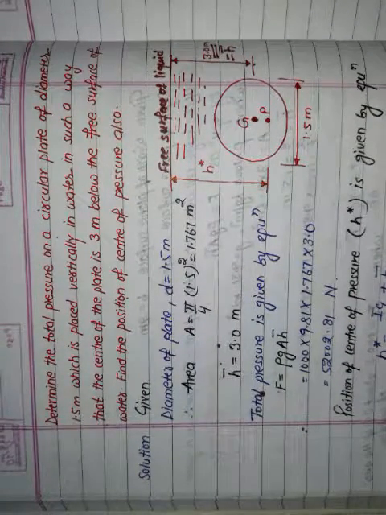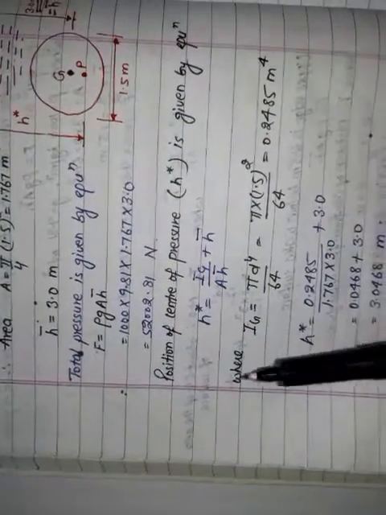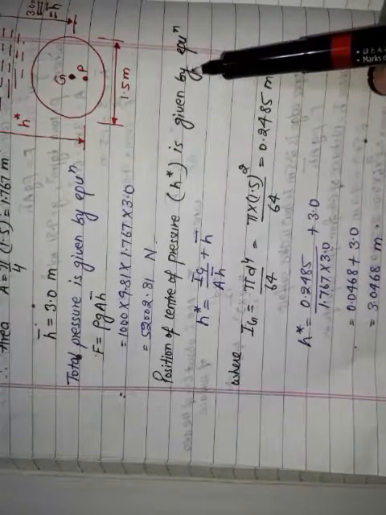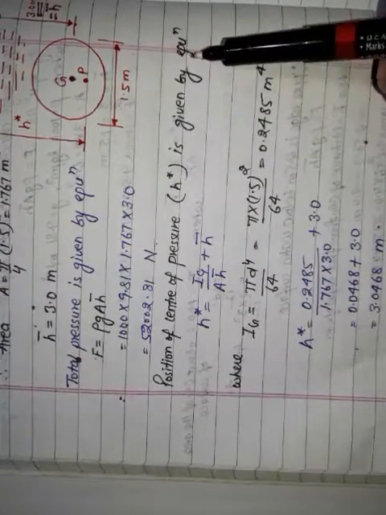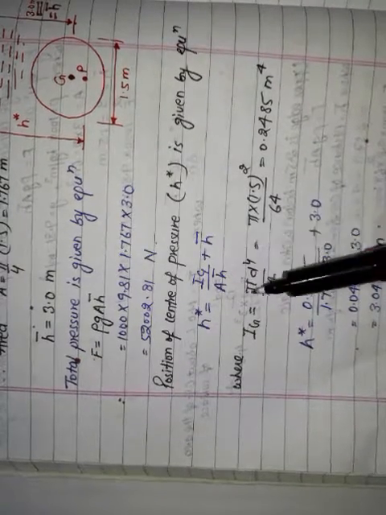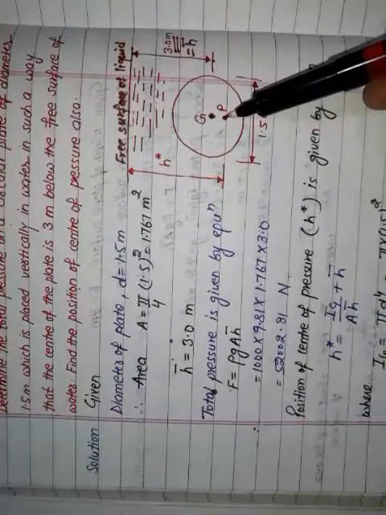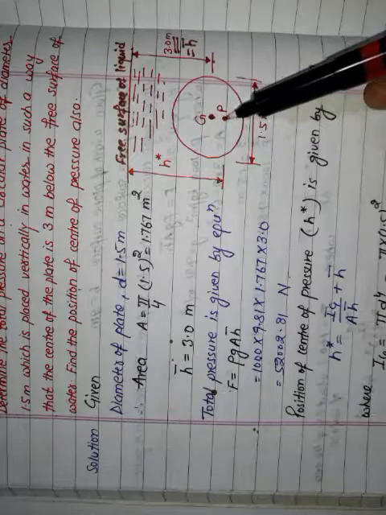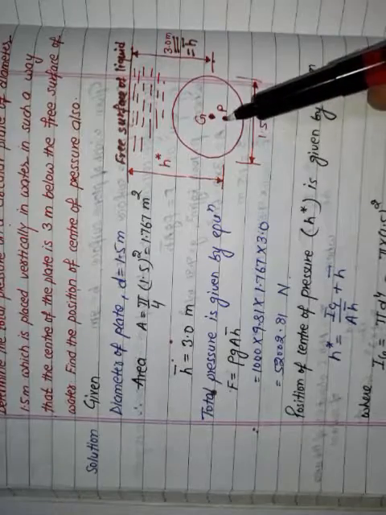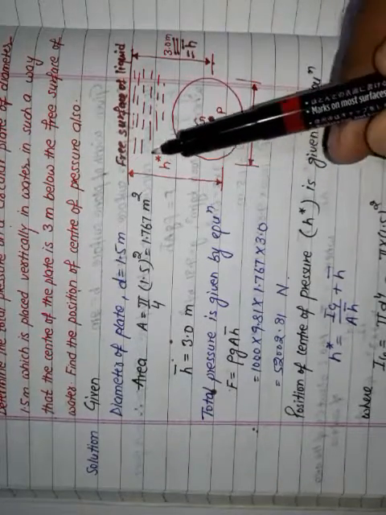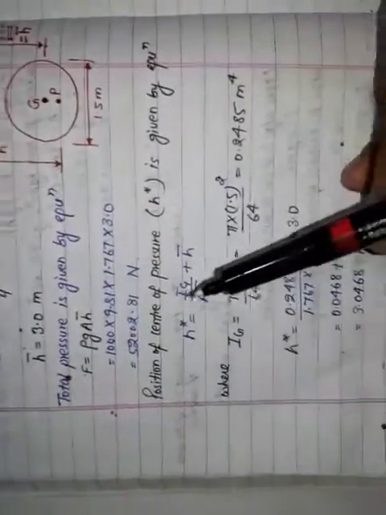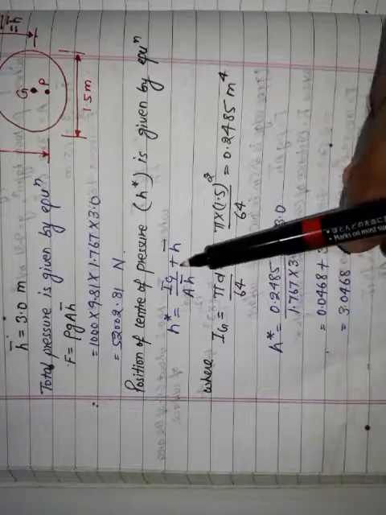Now second, we need to find out the position of center of pressure, that is h star. So as we know, in case of a vertical plane surface submerged in liquid, h star equal to Iz upon A h bar plus h bar. So this point P lies below the G point, and this point P is known as center of pressure, and it lies at a distance of h star from the free surface of liquid. We need to find out this value h star, which is equal to Iz upon A h bar plus h bar.